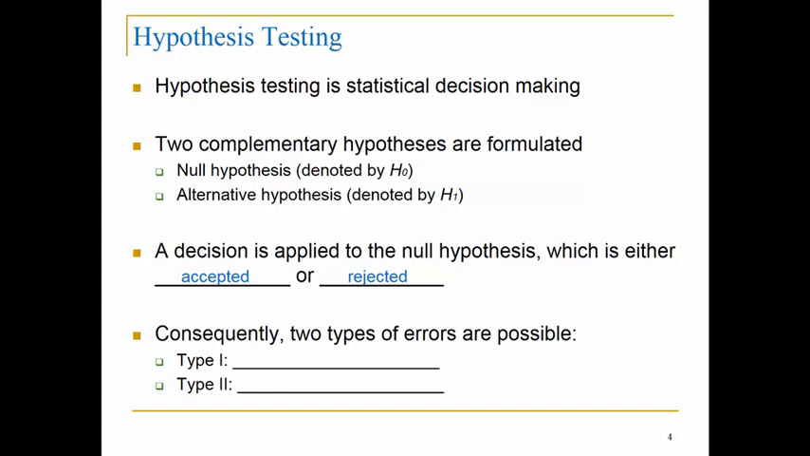So we're going to formulate a hypothesis and we're going to decide whether or not this hypothesis is accepted, based on an output from our analysis. Consequently, two types of errors are possible. Type 1 error is rejecting the null hypothesis erroneously, and type 2 error is accepting the null hypothesis erroneously, meaning that we are saying that H0 is true when in reality it's not true.